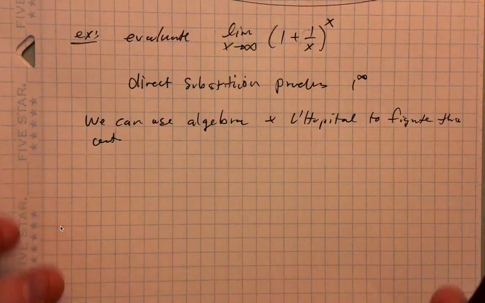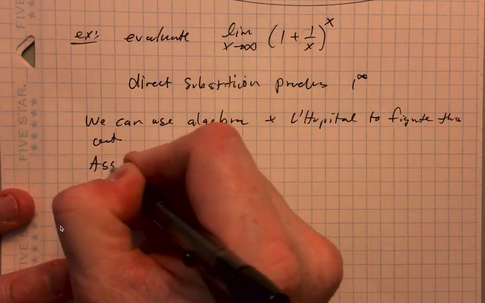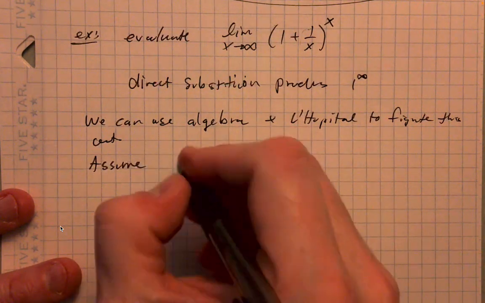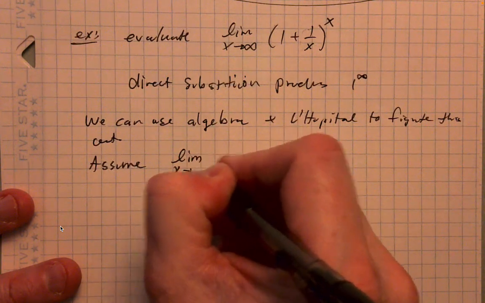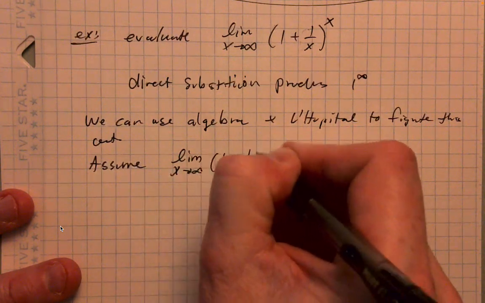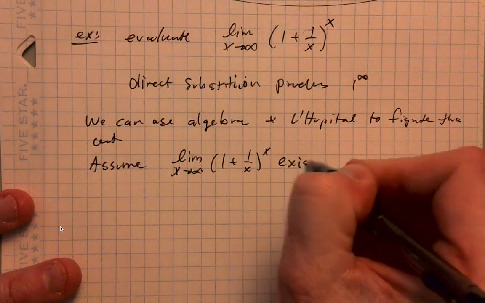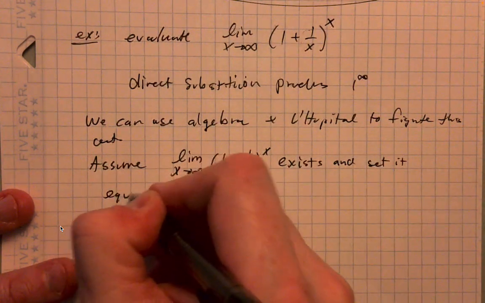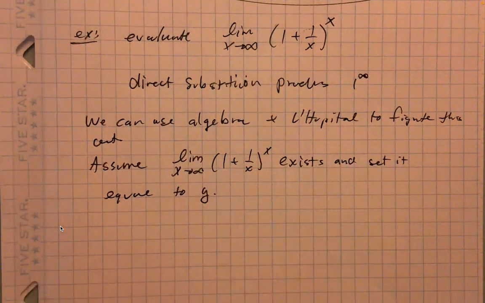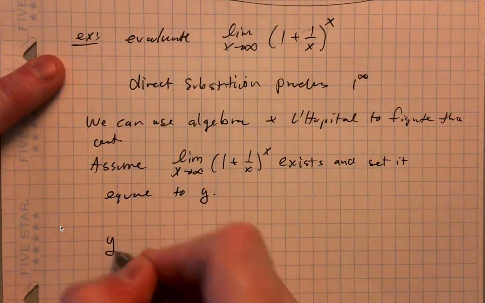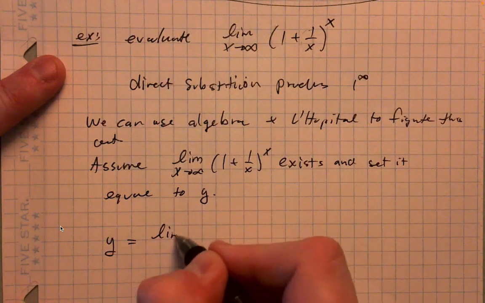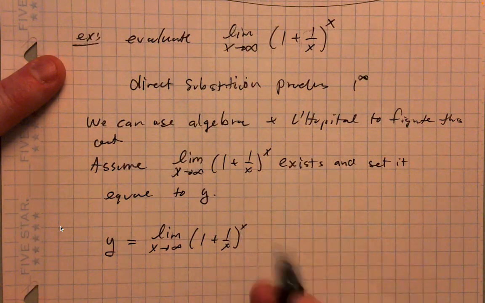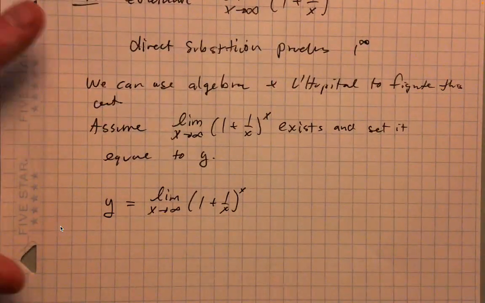So what we're going to do is assume that the limit exists. We're going to assume that the limit as x approaches infinity of 1 plus 1 over x to the x power exists, and set it equal to y, some value y. Basically we're going to say y equals this limit. And then we're going to do some tricks.